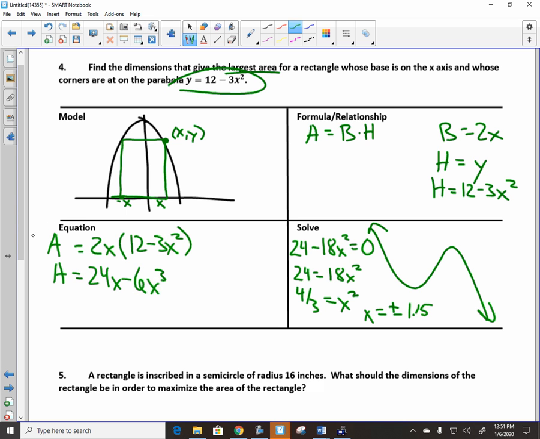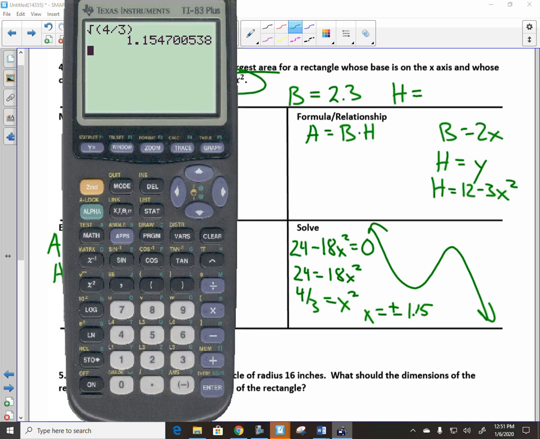Dimensions. So what is the base? If x is 1.15, what's the base? The base says it's twice the x value. The x value is 1.15, so 2.3. How would we determine the height? Plug in x for what? Yeah, 12 minus 3x squared. So I go ahead, 12 minus 3 times 1.15 squared. And I get 8.03.